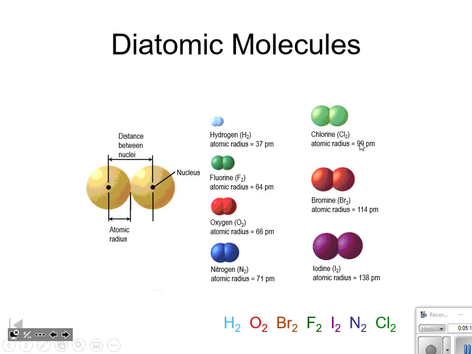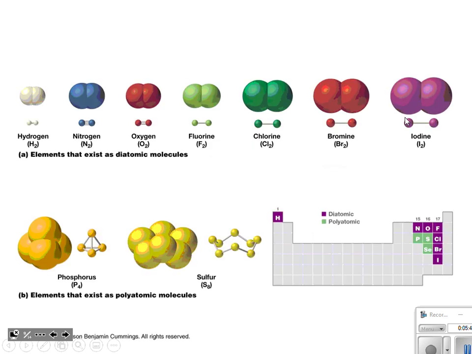Now here are the super 7. Hydrogen, oxygen, bromine, fluorine, iodine, nitrogen, chlorine. Those are the super 7. I just have here the different atomic radii. And it's expected, when we talked about atomic radii, as we go across the periodic table, they generally shrink. As we go down the group, they tend to get bigger. All right? Just another view of that 7 right there.